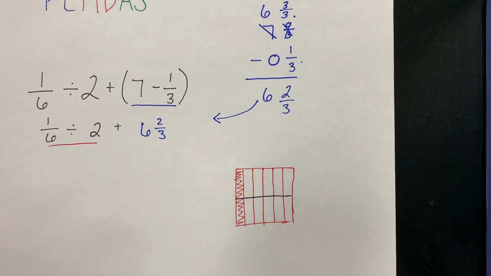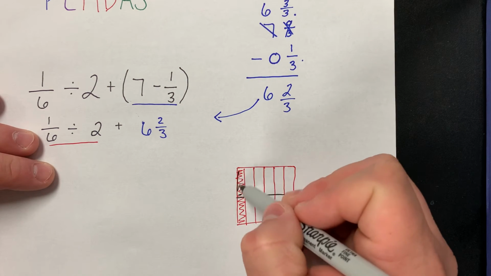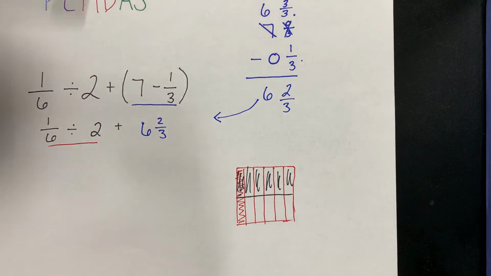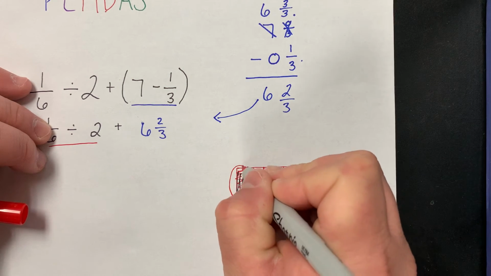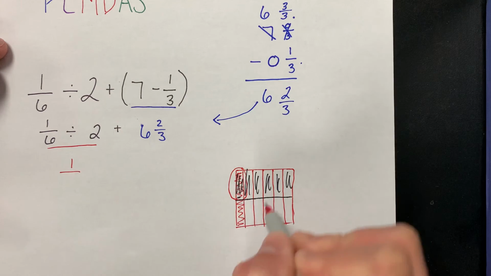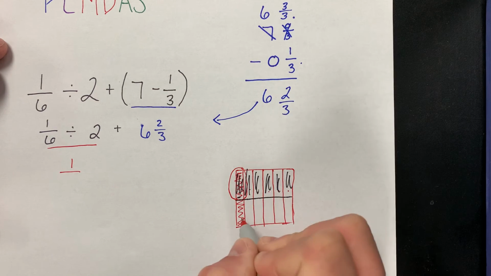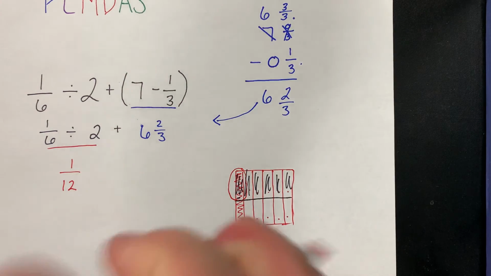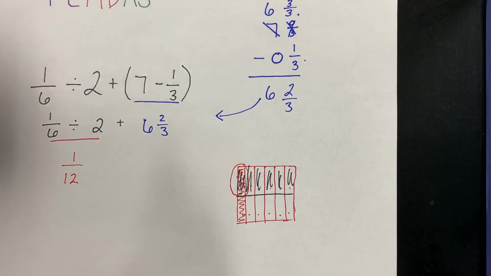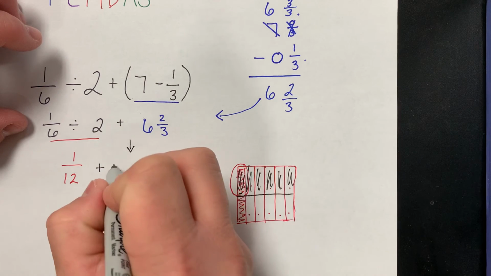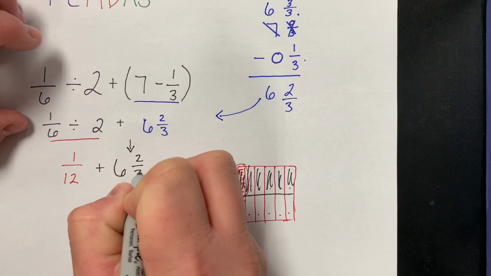Now I want to look to see what it is when I have an overlap. The only overlap that I have is this one single block, okay? This one single block is 1 out of 1, 2, 3, 4, 5, 6, 7, 8, 9, 10, 11, 12 pieces. So it's 1/12. Okay, again, got to bring the rest of my problem down. So 1/12 plus 6 and 2/3.